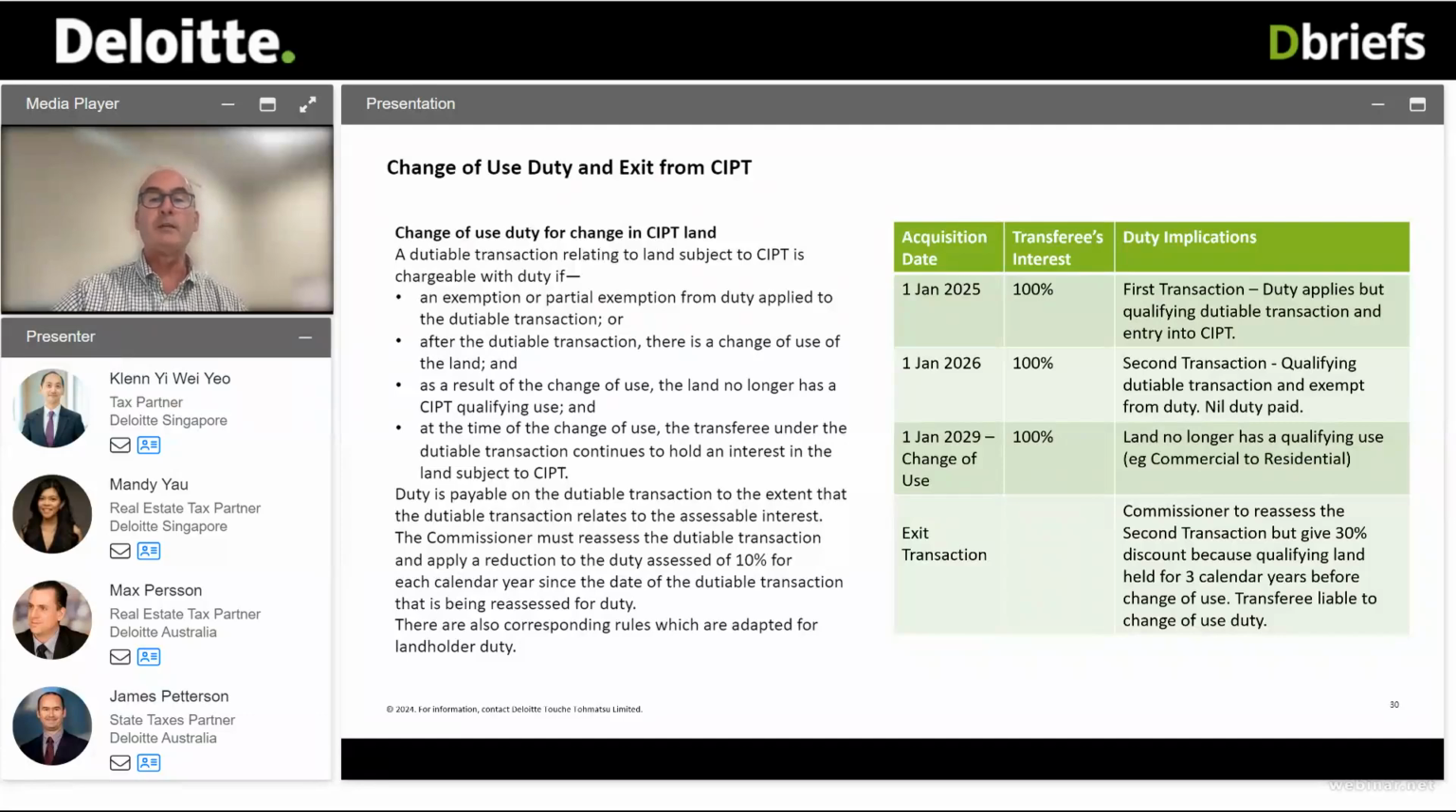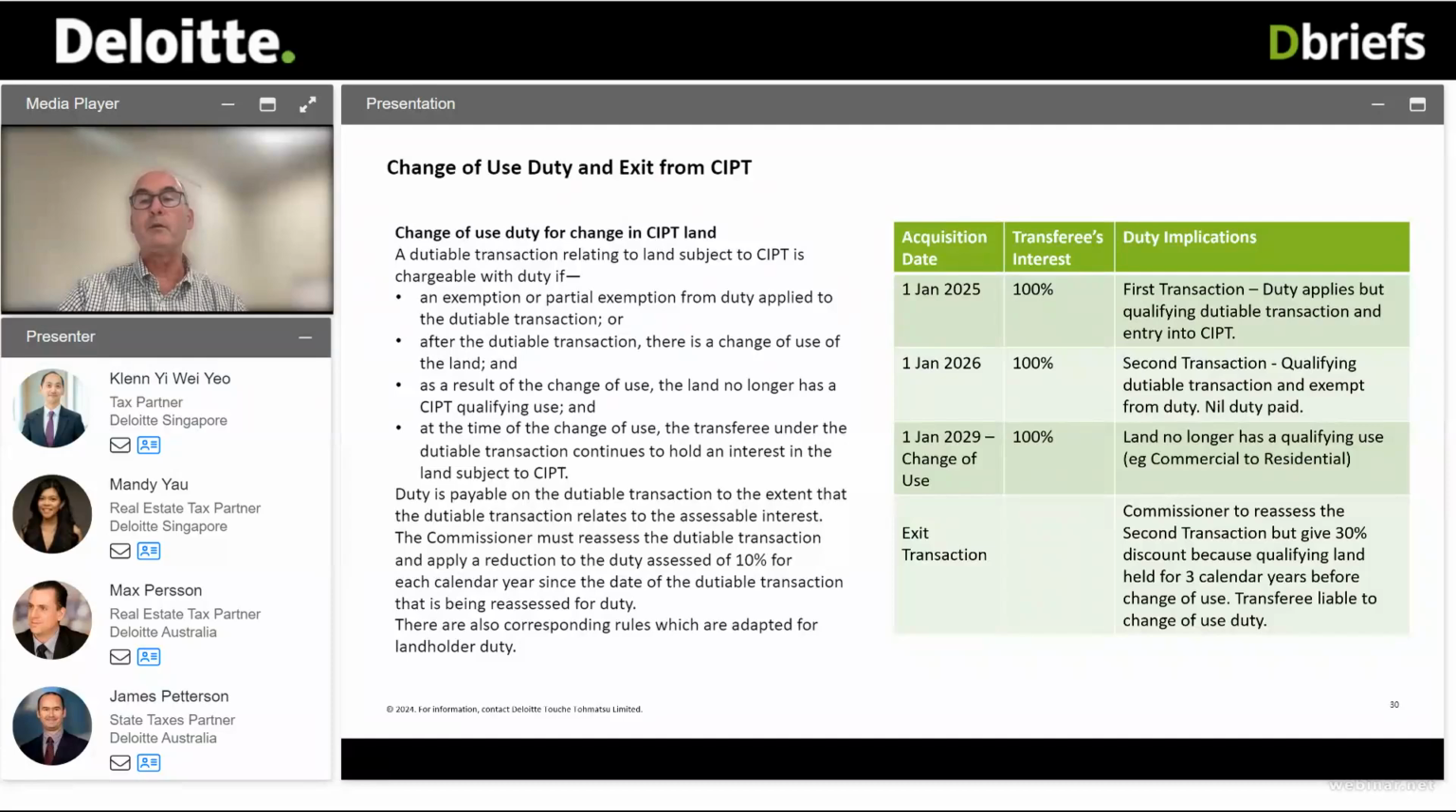But on the 1st of January 2029, there's a change of use and the property changes from a commercial or industrial use to a residential use. As this change of use occurs within 10 years of that transaction on 1 January 2026, the transfer is reassessed and duty applies, but there'll be a 10% reduction in duty for each full calendar year that the land remained used for CIPT purposes.